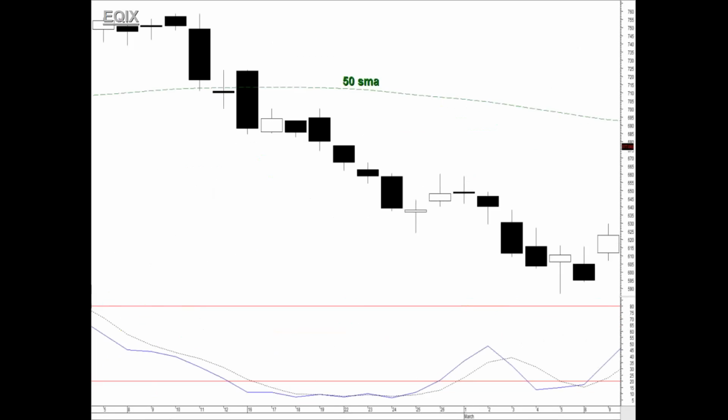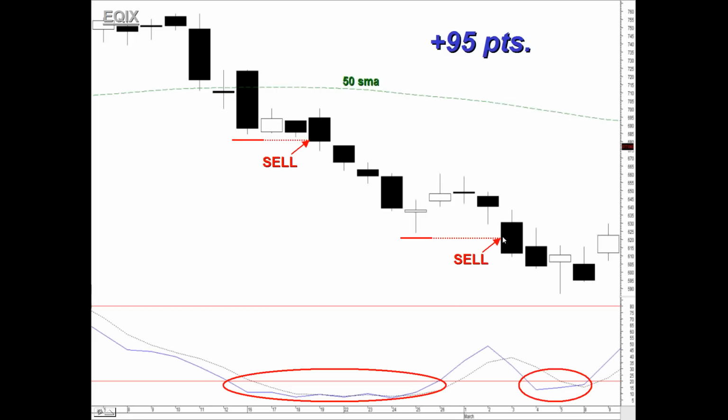Here's another example in EQIX, okay? Once again, we crossed below the 50-period moving average in mid-February, so we knew it wanted to go lower. All we need to do is identify the oversold areas, so-called oversold areas, and then locate where these 3-bar pivot points are. One right here, another one here. Had you taken the first one, 95 points coming into mid-March.